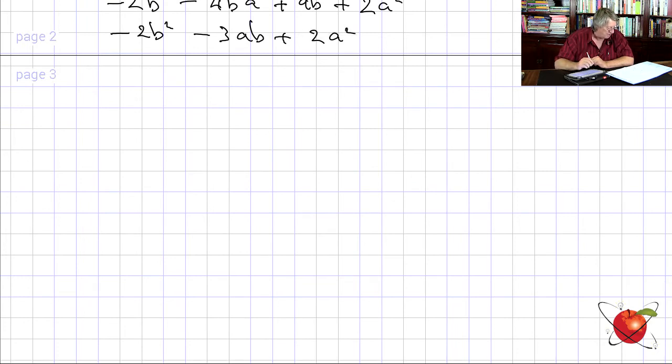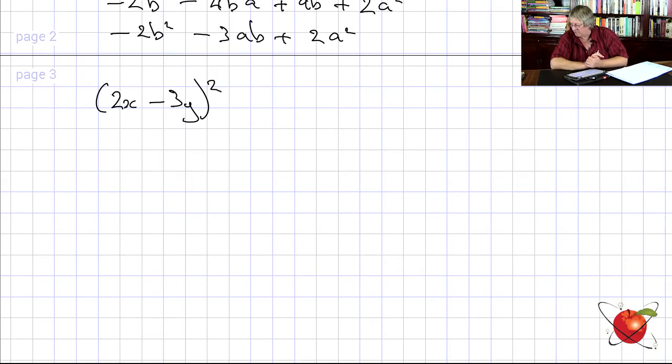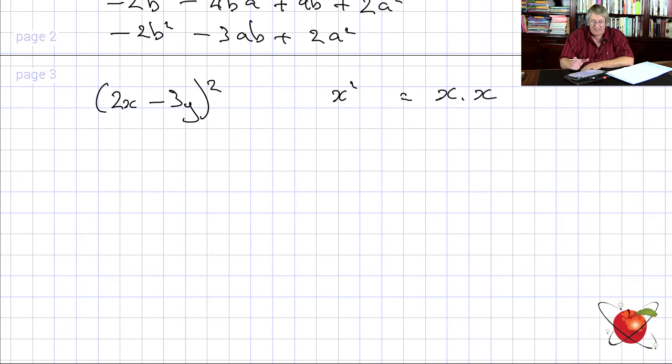Now let's just have a look at this. 2x minus 3y all squared. What does that mean? Well, first of all, what does x squared mean? It means that thing times itself. When I see those, I don't say, oh, I know what it is, I can do it in my head. No, I don't. I say that that is 2x minus 3y times 2x minus 3y.